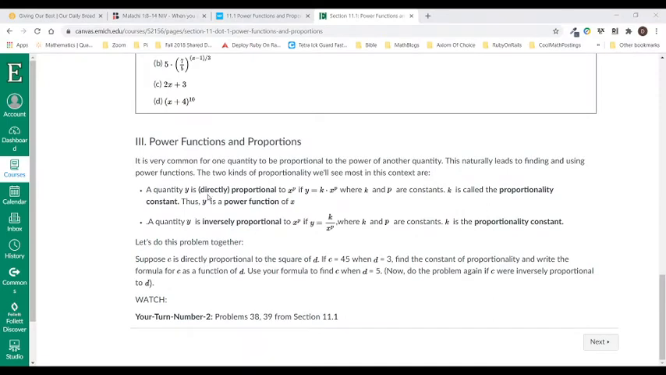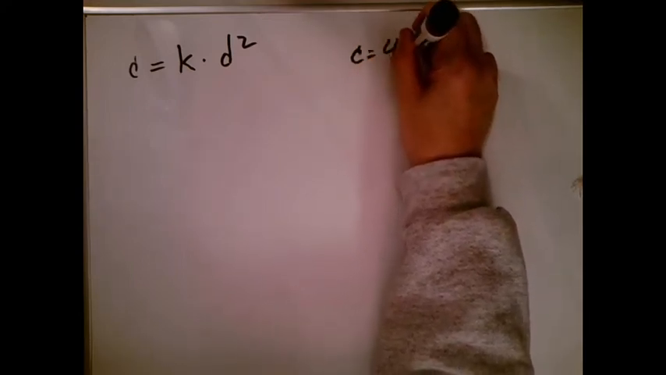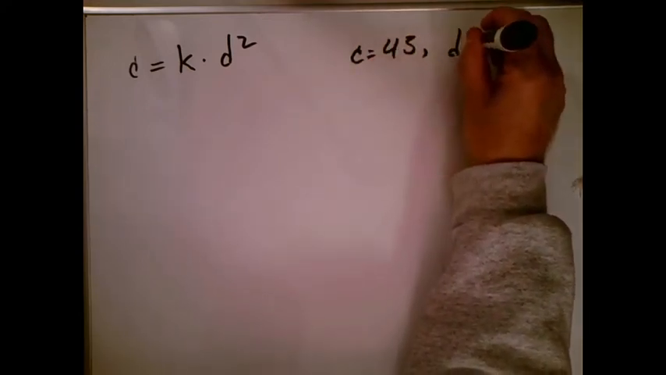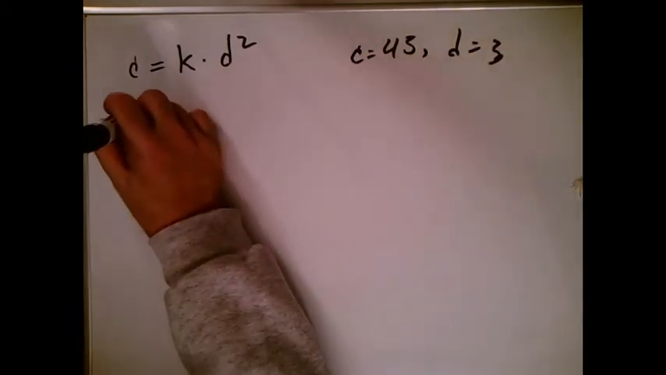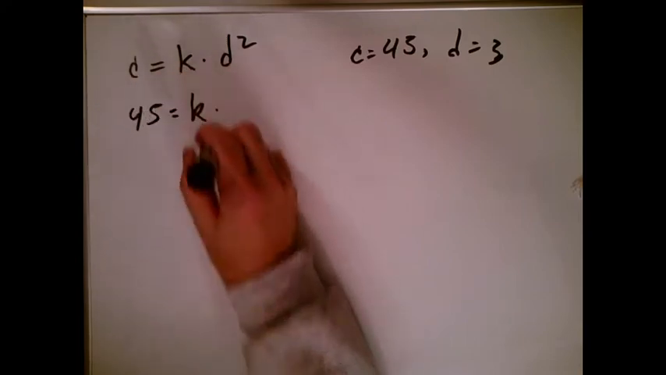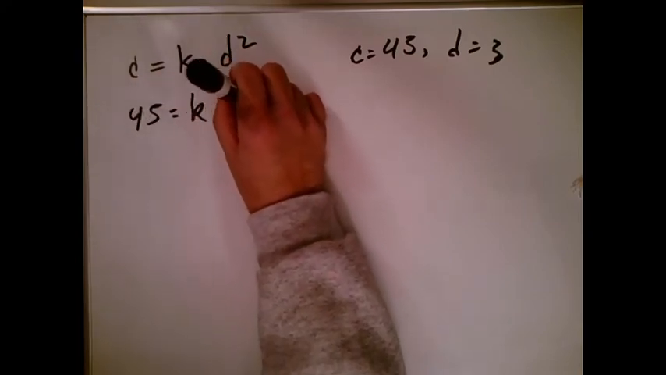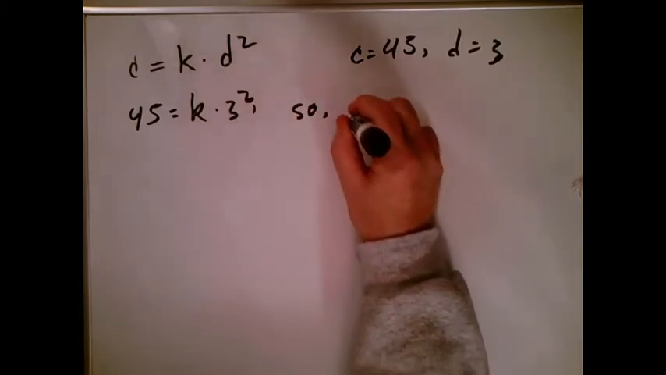Now let's go back to what the problem said. It then said, if C equals 45 when D equals 3. So C is 45 when D equals 3. I'm just going to plug in those and see what happens. So I put a 45 over here. I don't know K yet. When D is 3, I get 3 squared. So K equals 5.